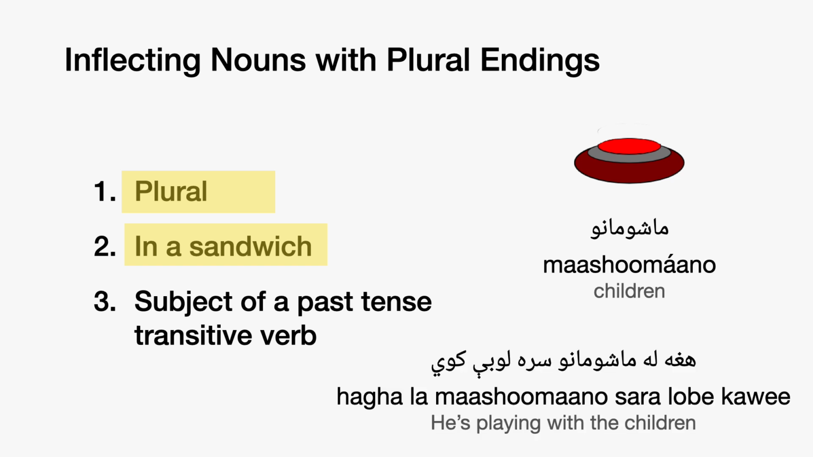For example, if I say, Hara la mashumano sara lubiki. He's playing with the children. This is in a sandwich there, la mashumano sara, so we have to inflect it. It's plural, but it's also in a sandwich, so we have to use the second inflection. And when we have these plural endings on the end of the noun, then the second inflection is just going to be the o on the end.